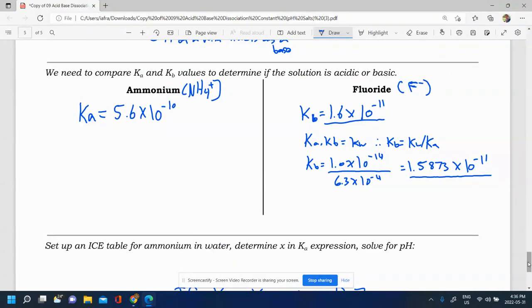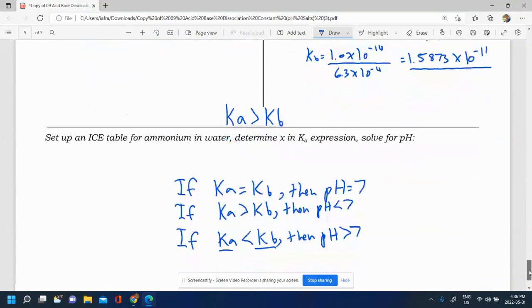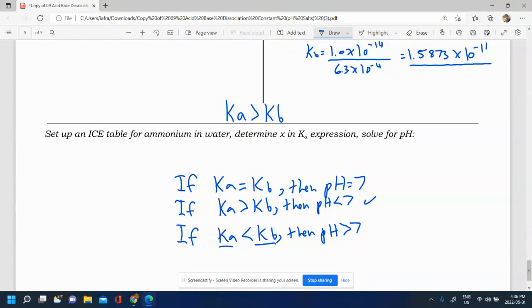So in our situation here, this was our acid because Ka, and this is our base because, well, Kb. We can see the Ka is greater than the Kb. So that leads us over here. Since Ka is greater than Kb, the pH will be less than 7.